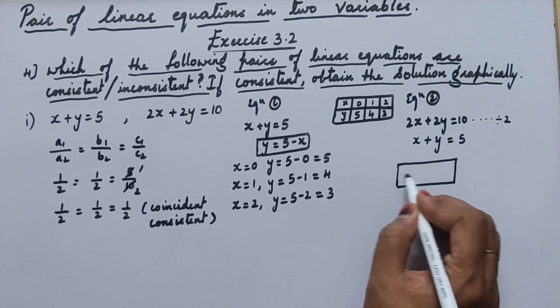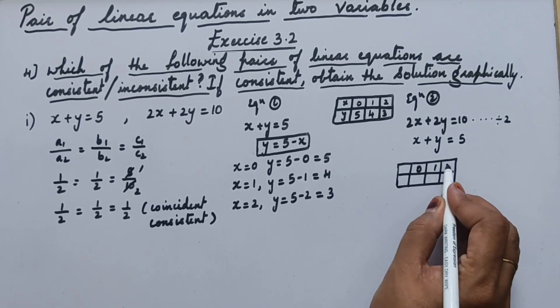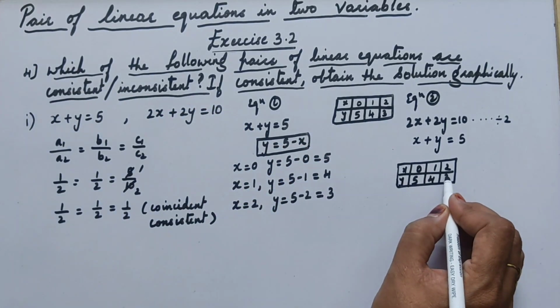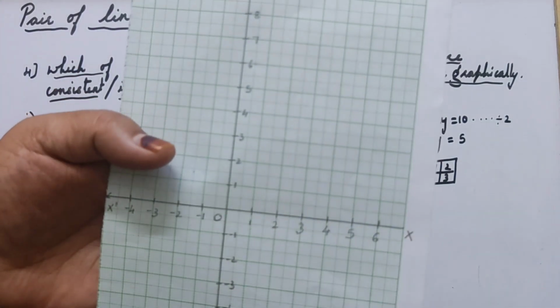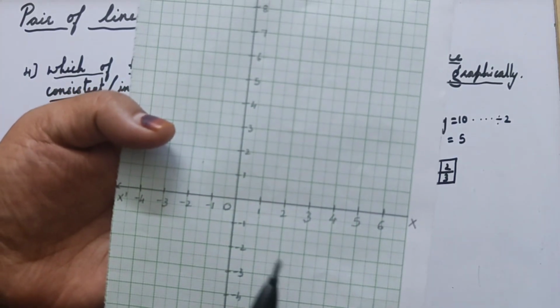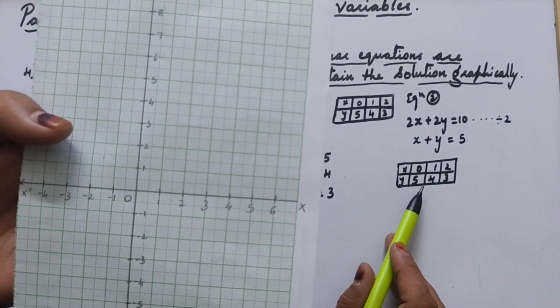If I give the values as 0, 1, 2, I'm going to get 5, 4, 3. Come on, let's plot the points on the graph, students. Now here we go. This is a graph sheet. I have already drawn the x and y axis. Now we'll just plot the points on the graph, students.